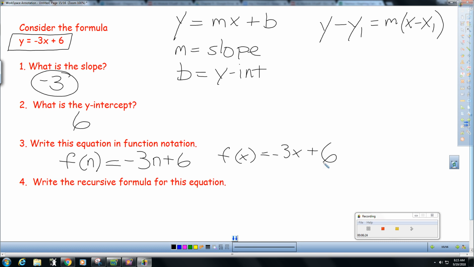We need two things for the recursive. Who can give me one of the easy things? Abs? Okay, so what is that? F of what? The y-intercept is important for explicit. What do we need for the recursive? We need two things. Alex? Yeah, we need, well, before we go into f of n, Anne-Marie, we need a starting point.